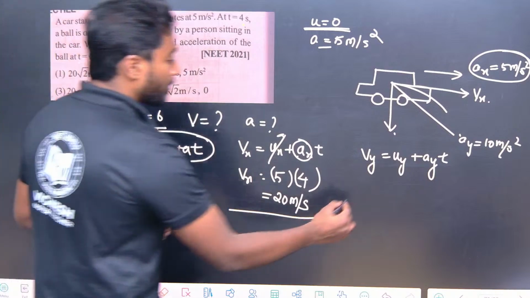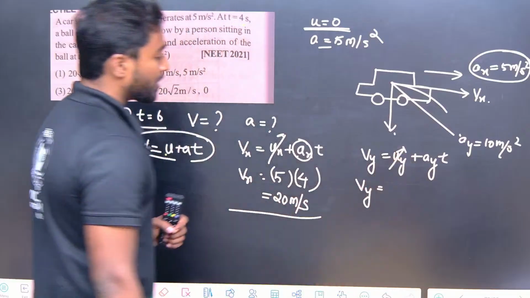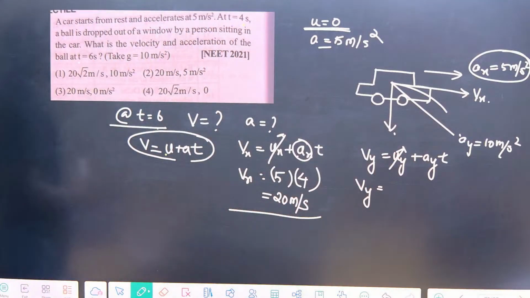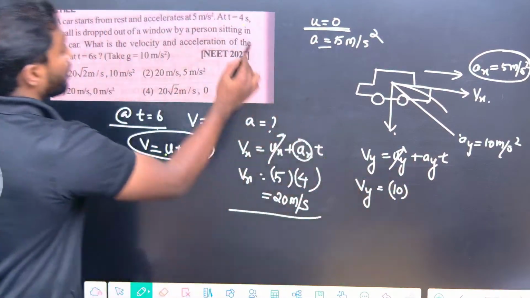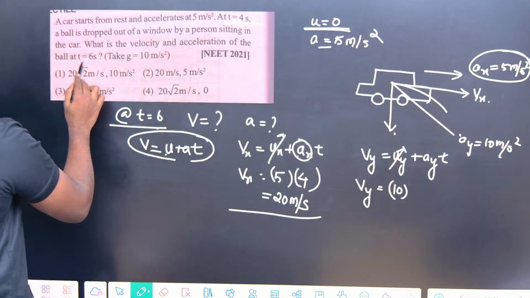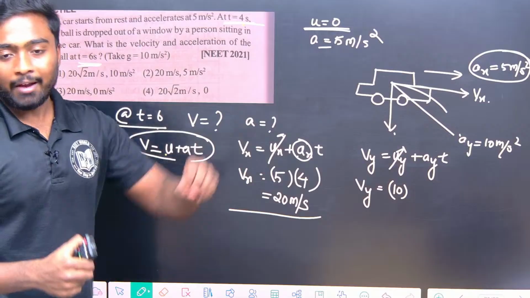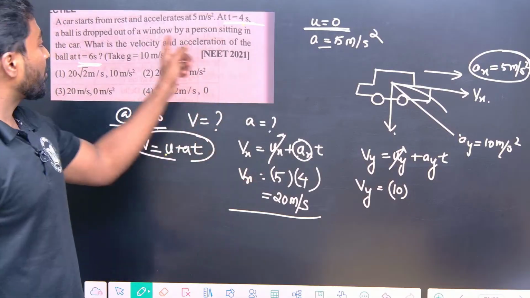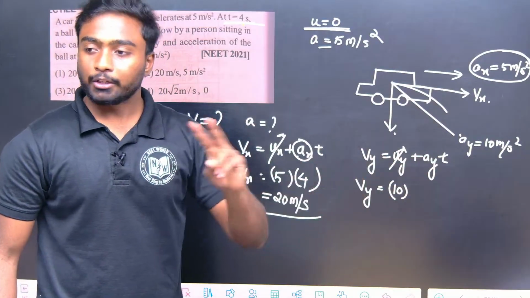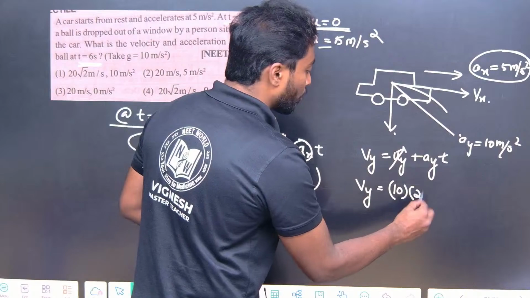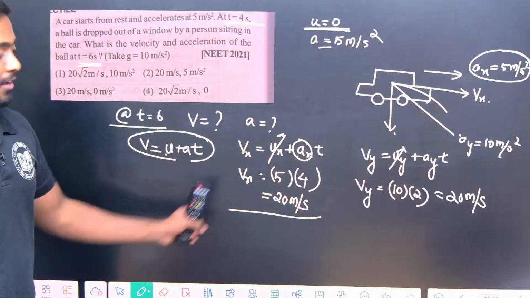I need to get the y direction also. So uy will be 0, initial velocity will be 0. Now ay is 10. But if I see the difference between 4 seconds and 6 seconds, 2 seconds will be the time taken to go down. I have dropped the ball at 4 seconds, but the ball went down at time equal to 6 seconds. How much time has it taken? 2 seconds. So it will be 10 into 2, which is 20 meter per second. Right, Vx and Vy we got.